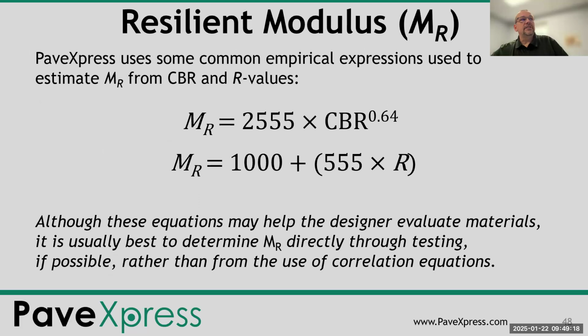So PaveXpress uses some common empirical expressions used to estimate the resilient modulus from the CBR and R values. These are the equations. Although these equations may help the designer evaluate materials, it's usually best to determine resilient modulus directly through testing, if possible, rather than using the correlation equations. But if that's all the information you have, it gives you an idea of what to use for your resilient modulus.